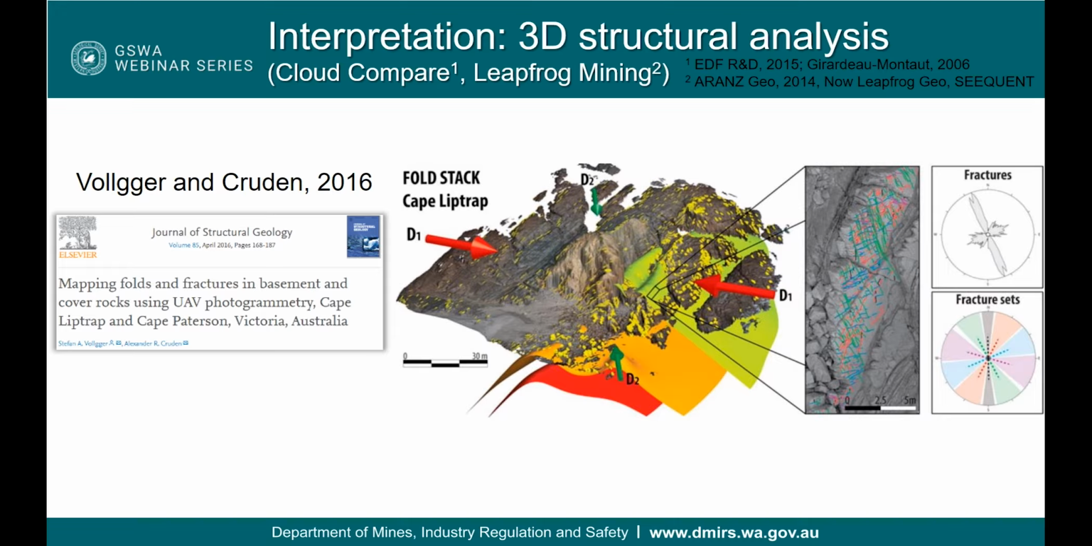Here I am showing the example published by Folger and Cruden in the Journal of Structural Geology in 2016, where they have used CladCompare to create structural data from their georeferenced dense point cloud. They have measured over 2,000 bedding planes, which they then extracted and imported into the 3D implicit modeling software Leapfrog to model the folded surfaces of this Cape Liptrap fold stack exposure.